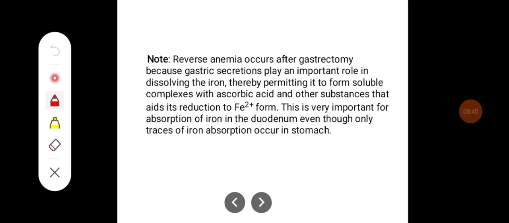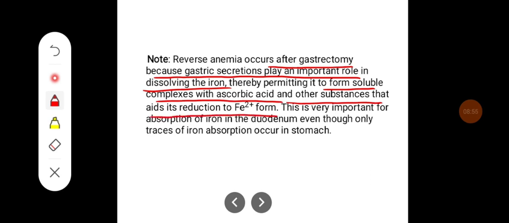Anemia occurs after gastrectomy because the gastric secretions play an important role in dissolving the iron, thereby permitting it to form soluble complexes with ascorbic acid and other substances that aid in its reduction to the ferrous form. This is very important for absorption of iron in the duodenum, even though only traces of iron absorption occur in the stomach.